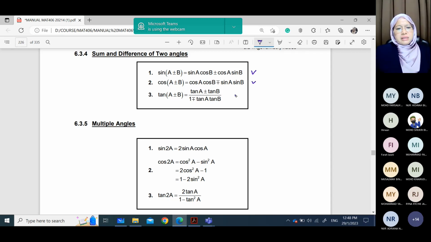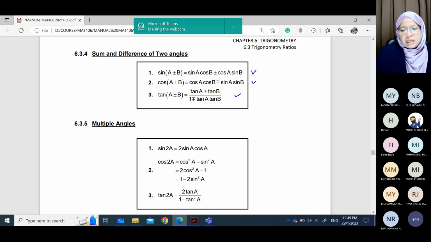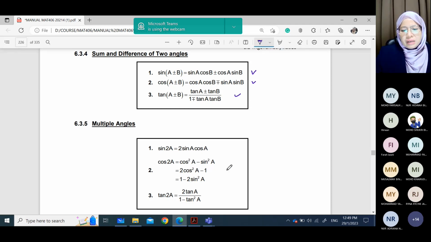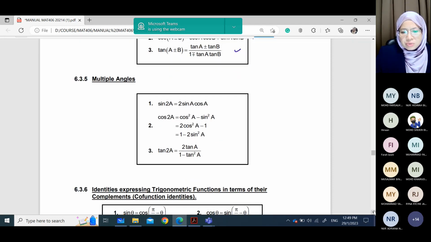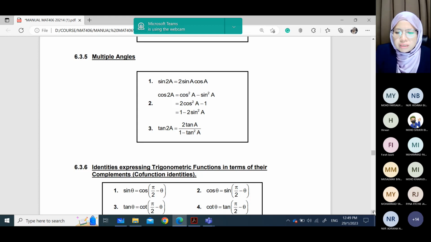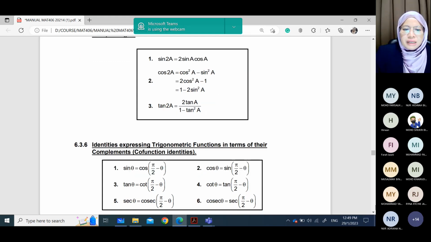Right, so yang ni pun ada dalam formula. Okay, so this one is a multiple angle. Sin 2A equivalent with 2 sin A cosine A. Cosine 2A is cosine squared A minus sin squared A, and it is equivalent with 2 cosine squared A minus 1, equivalent with 1 minus 2 sin squared theta. Okay, so tangent theta is one. Ini kita panggil sebagai double angle. Alright.